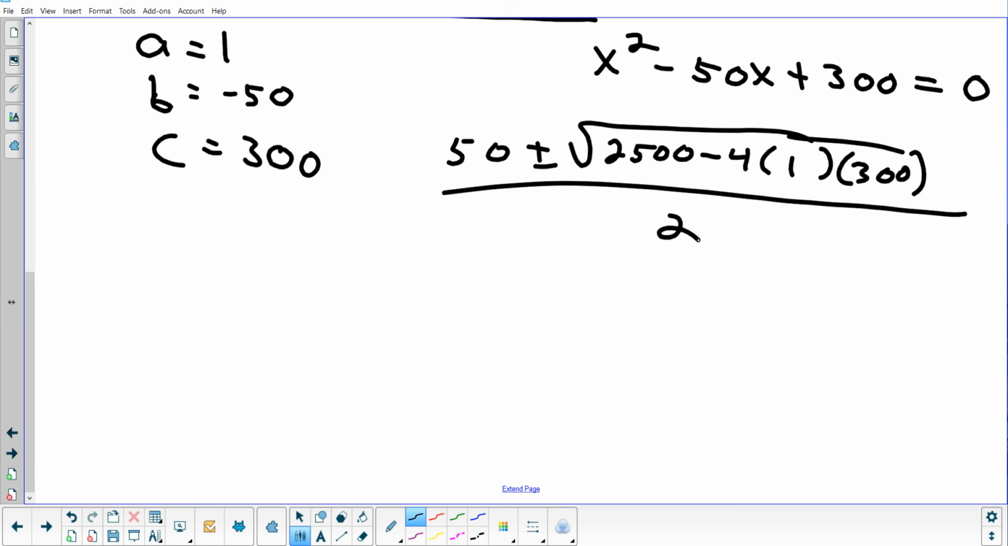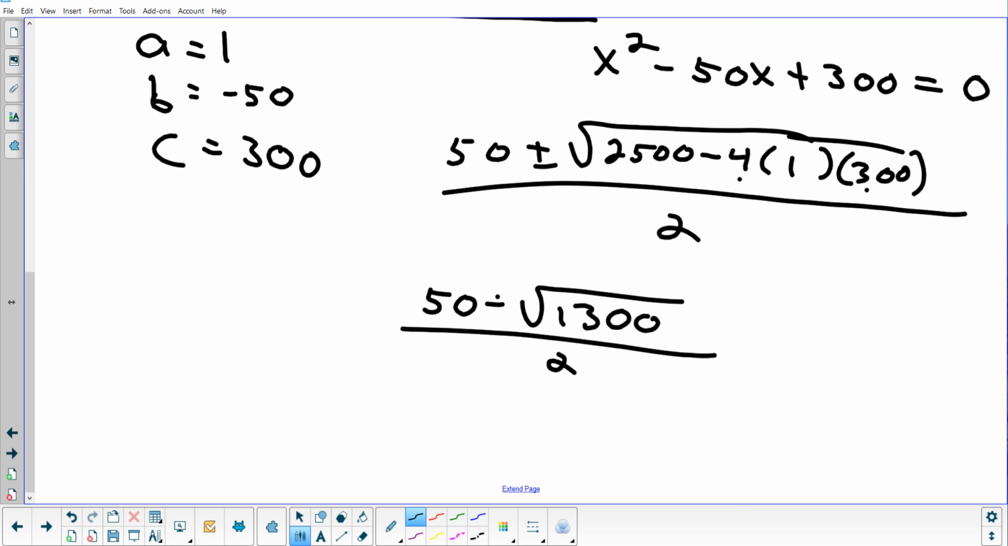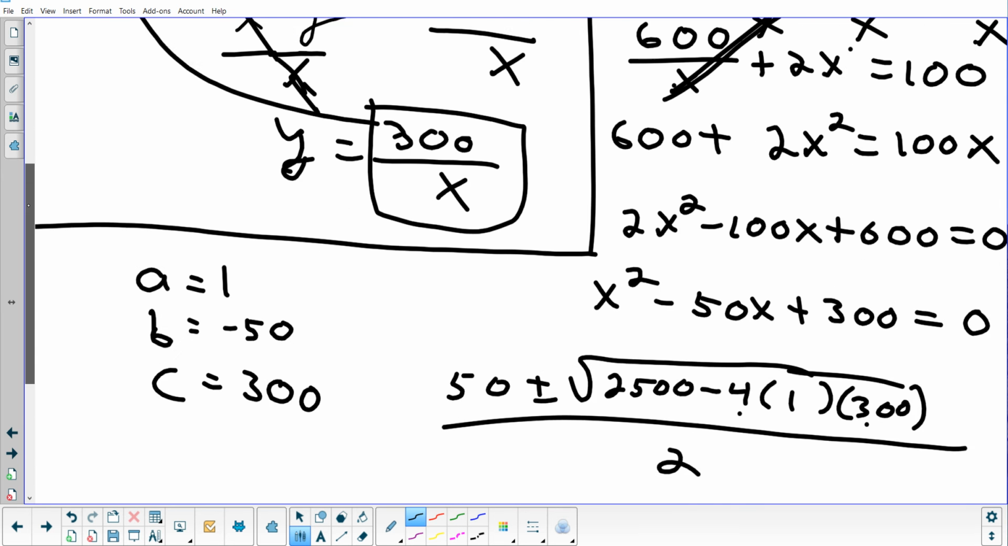How did you get the 2500? That's b squared. 50 times 50. Okay, so what's 4 times 300? 1200. And what's 2500 minus 1200? 1300. And the square root of 1300 is not a nice number. So we get 50 plus or minus square root of 1300 over 2. Now what are we solving for? We're solving for x.